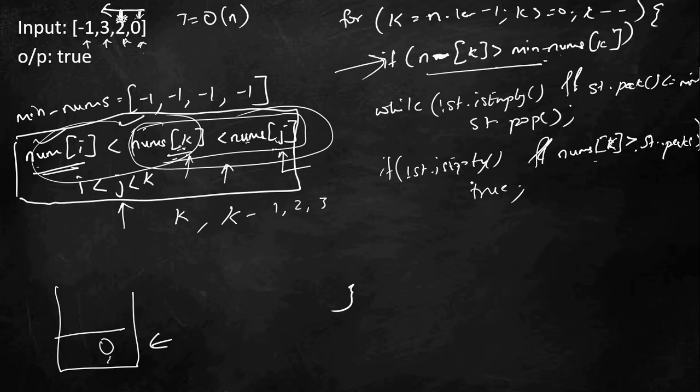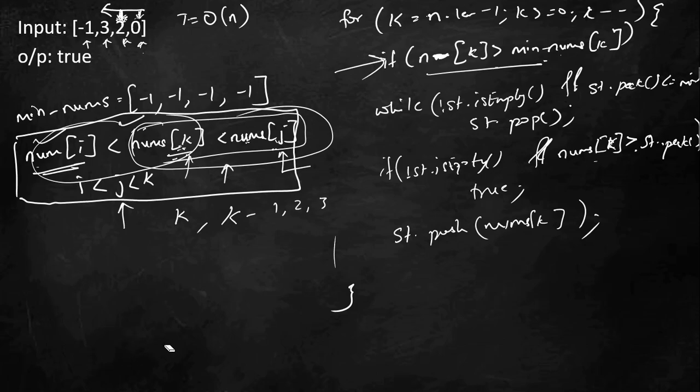If that is not the case, then we can very well use this nums of k for the next iteration. So I can directly do a stack.push of my nums of k. Okay. So using this one for loop, now I can solve this problem. Let us see what will happen in this case. In this case, it was only 0, so it will be popped. So let me remove this and add another condition.